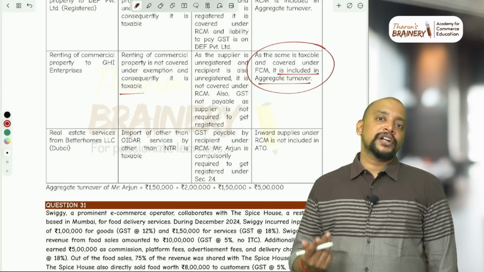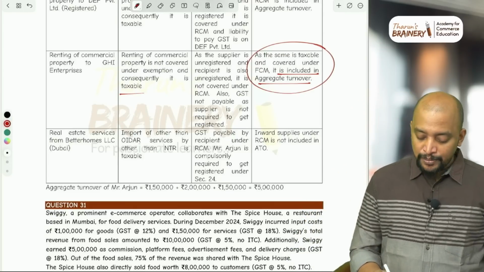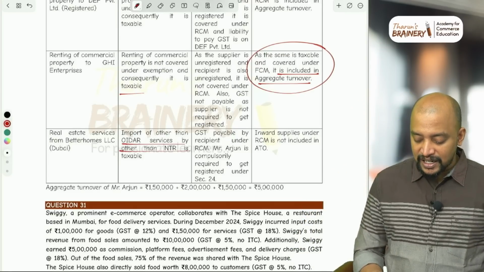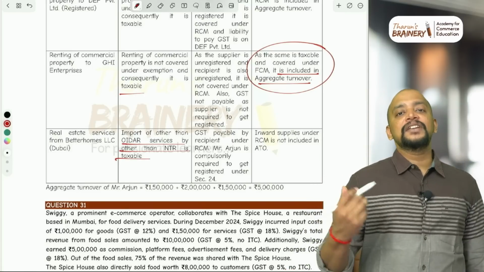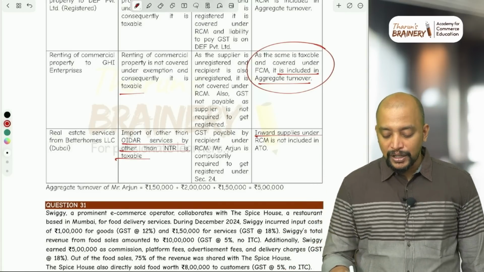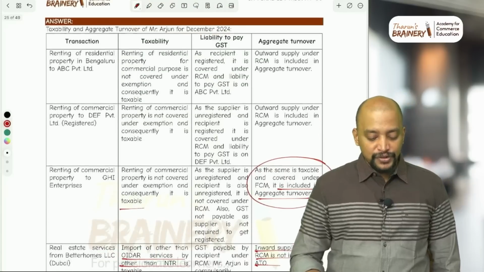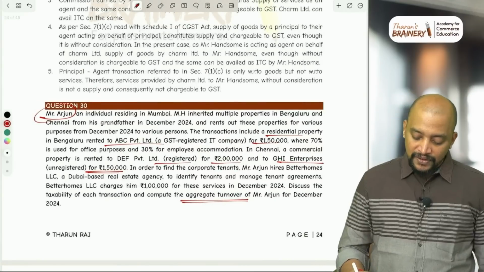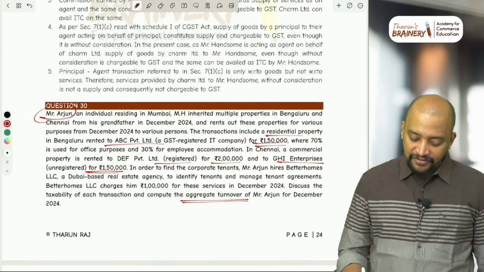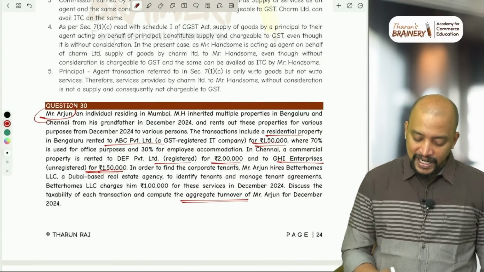No, it's not for their personal purpose. That's why it will not come under non-taxable recipient. So import of other than OIDAR service by other than non-taxable recipient is taxable, and it will come under RCM. As it is inward supply under RCM, it will not be included in the aggregate turnover. So if you see, only 3 transactions will come in aggregate turnover. So that is what? First one, that 1 lakh 50, then 2 lakhs and 1 lakh 50.